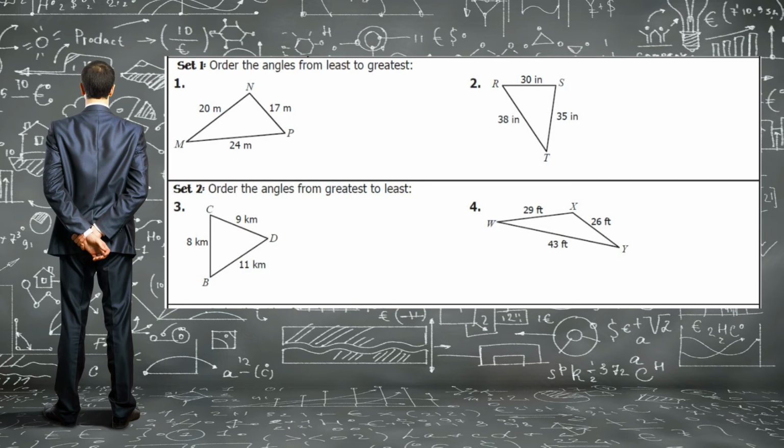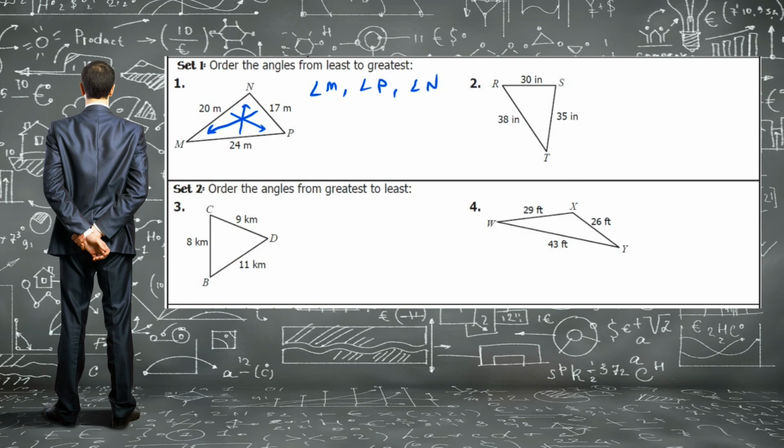Okay, what's the shortest side in number 1? That's gonna be, let me change the colors, 17 meters is the shortest. Which angle is straight across from that? Angle M. Next, what's the next shortest? 20 meters right here. What's the angle opposite of that? Angle P. And lastly, the longest side is 24 meters. The angle straight across from that is angle N.